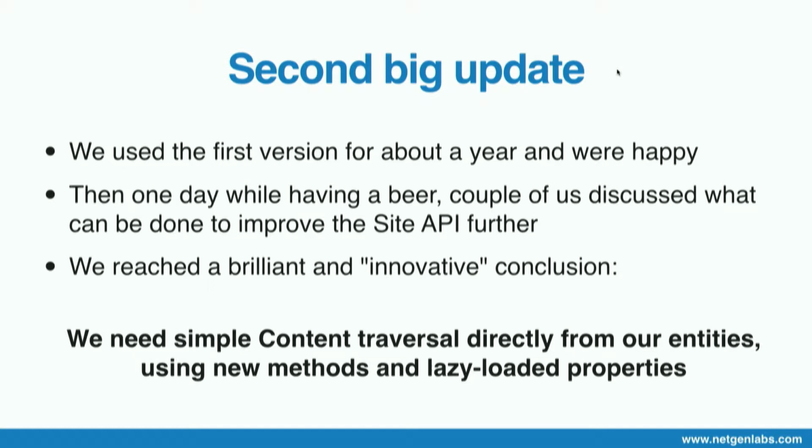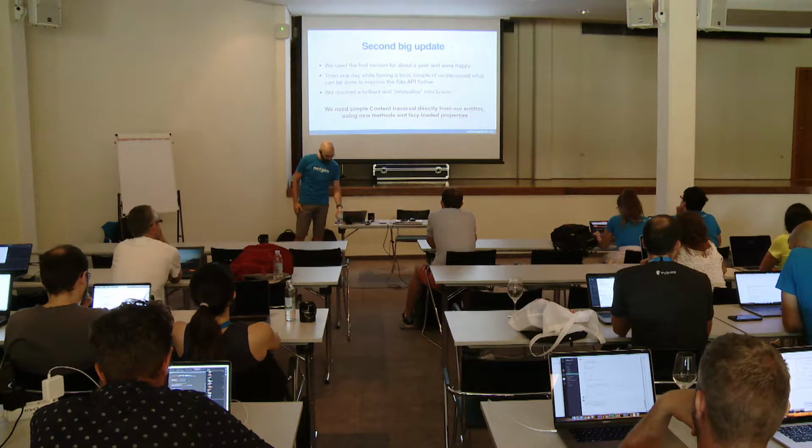And we came to a kind of innovative conclusion. We need simple content traversal directly from our entities, and that also means making it available in the templates through the new methods and lazy loaded properties. And this was our second big update.